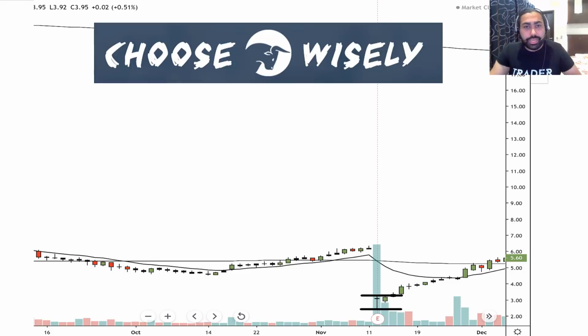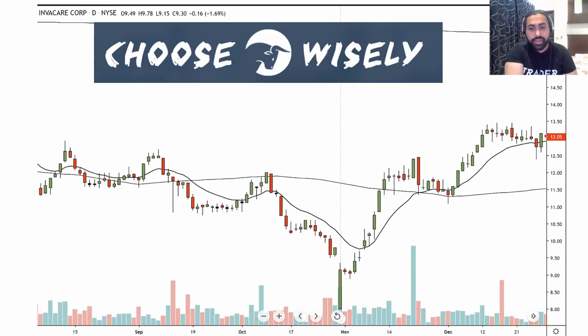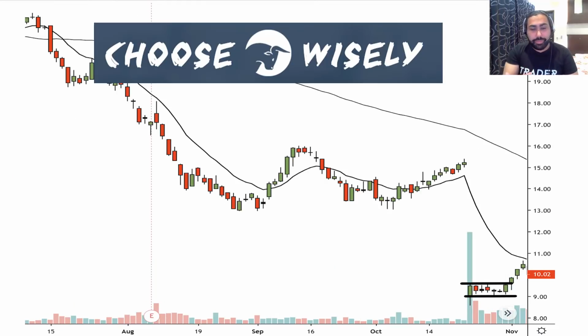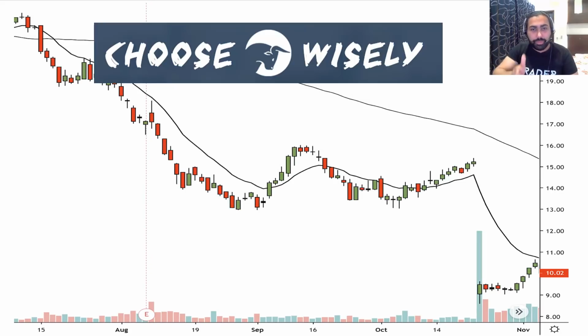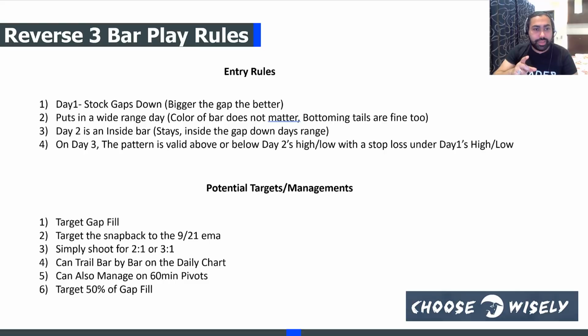You guys are smart. You're not like, I've got to show you 100 slides of the same setup. I've got a bunch of slides like that. There are so many setups, but you guys get the point, right? You see the setup. It's basically a 3-bar play, but instead of trading it as a 3-bar play, we're flipping it, and it's only on a gap down. So again, let me show you the criteria again, so it makes sense.